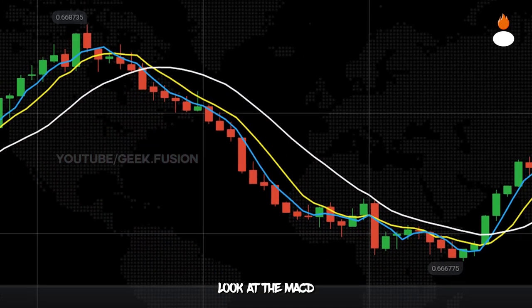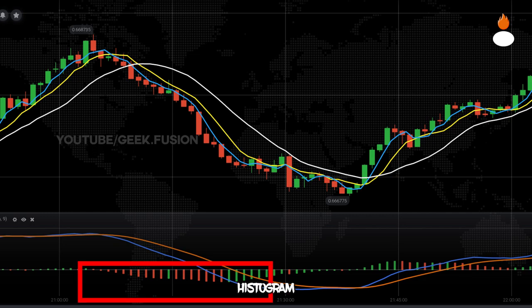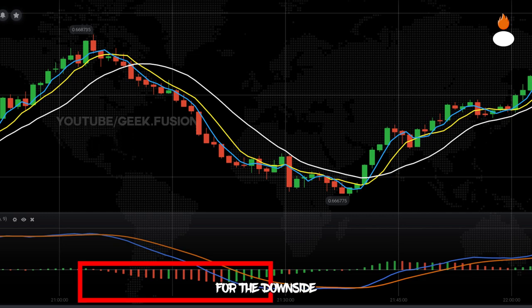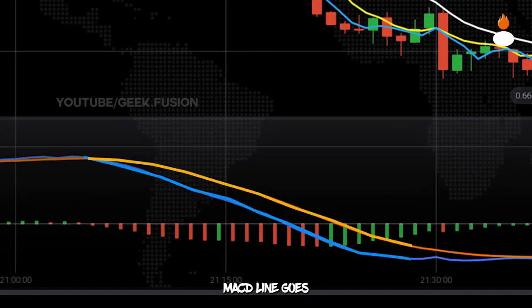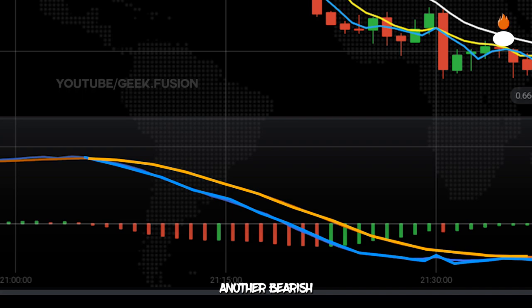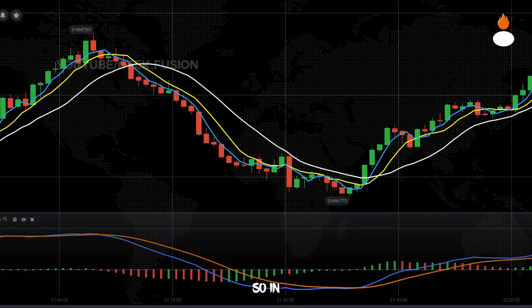Thirdly, look at the MACD indicator. If the MACD histogram creates red signs for the downside, and also the blue MACD line goes below the yellow MACD line, that's another bearish signal for us. So, in this position, the bearish signal is confirmed 3 times. So in these kinds of times, we can open a trade to the downside.